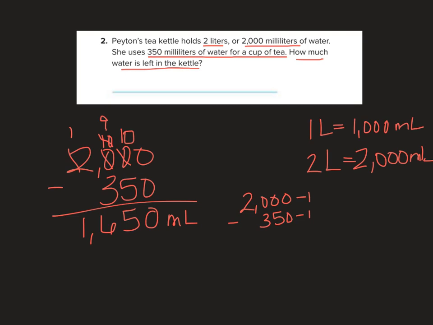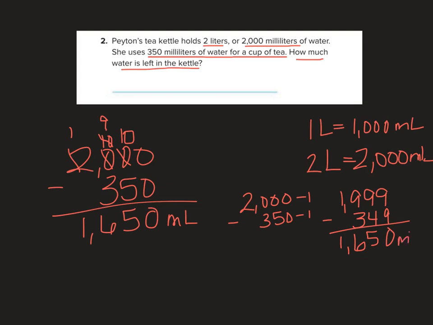Now let's see if this trick works. So 2,000 minus 1 is 1,999. Okay, then 350 minus 1 is 349. Now watch as I don't have to do any ungrouping. Okay, 9 minus 9, 0. 9 minus 4, 5. 9 minus 3, 6. 1 minus 0, 1.